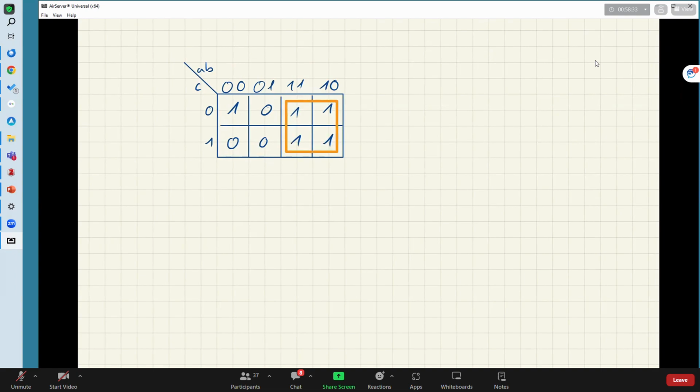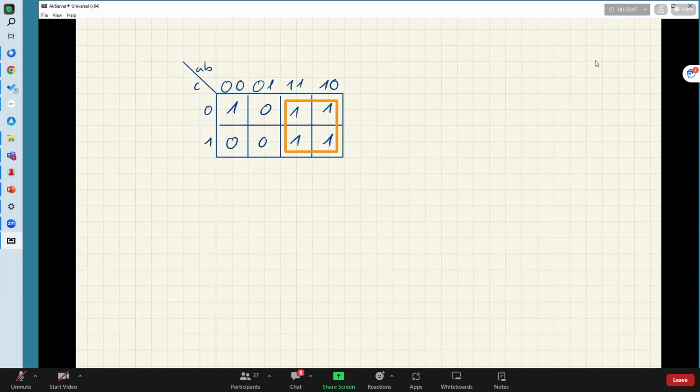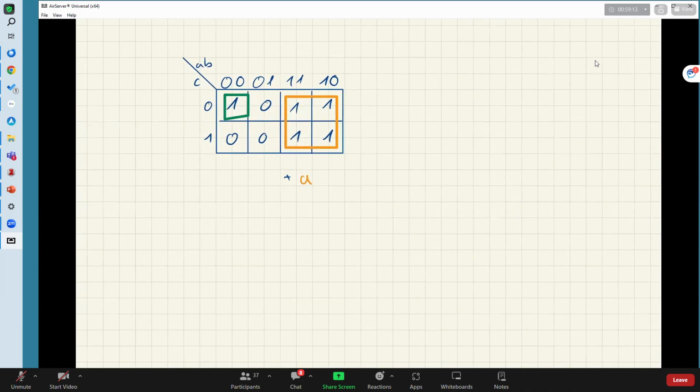And that's simply A. So you see, it is 1 if A is 1, independent from B. And again, it is 1 if A is 1, independent from C. So that's the independency from C. That's the independency from B. So the orange one is A. And you have here that one in addition, and that's A naught, B naught, C naught.